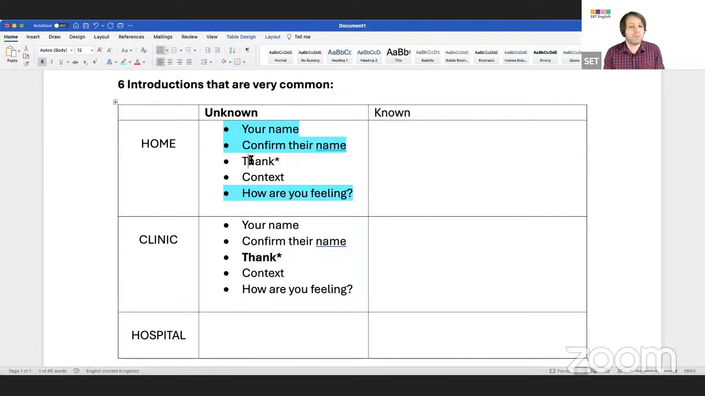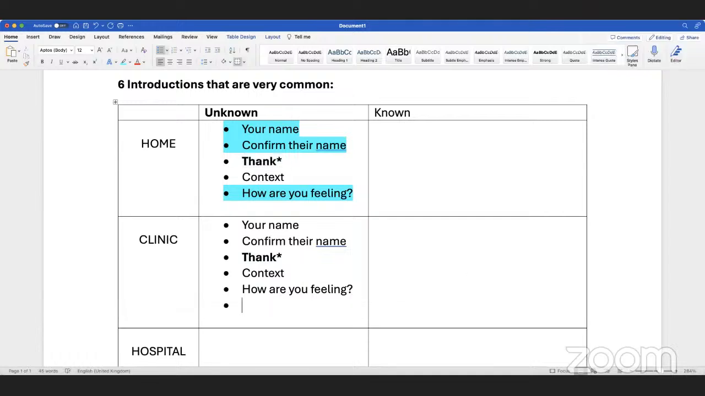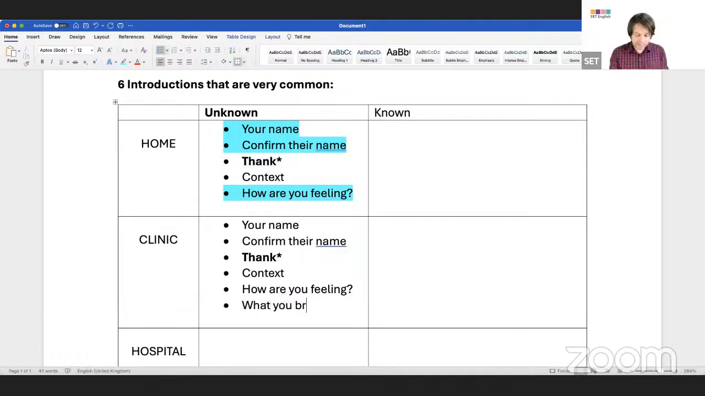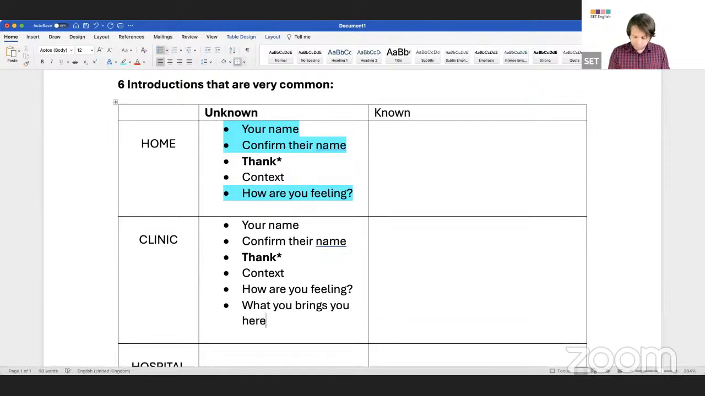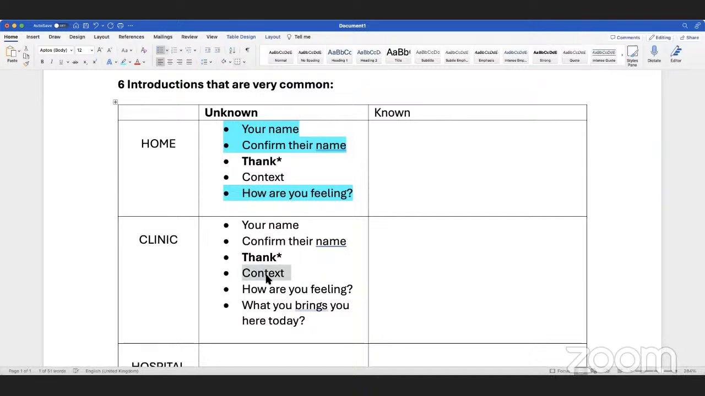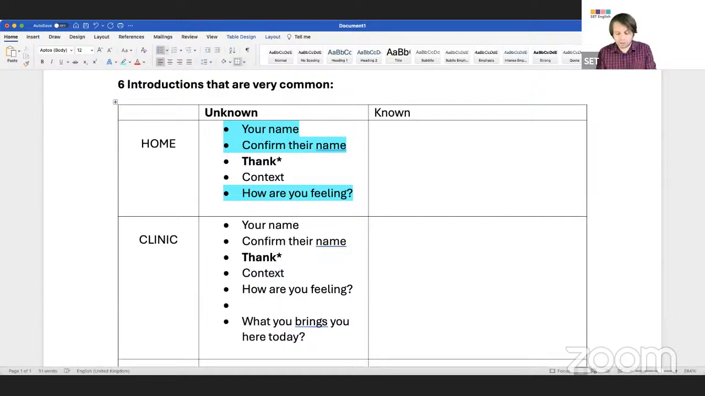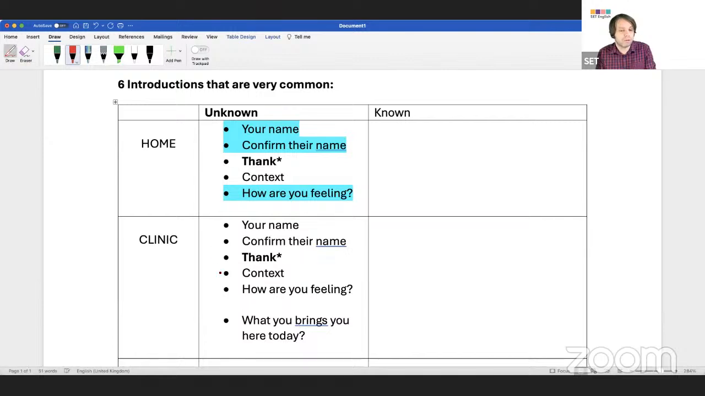Also, someone said, what brings you here today? Who said that? Me, Veronica. Yeah, you could say what brings you here today. But if you say this one, you can't say that one. Does that make sense? So you have to choose between them. You cannot have them both, right?